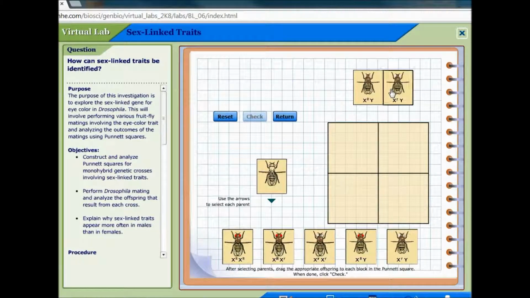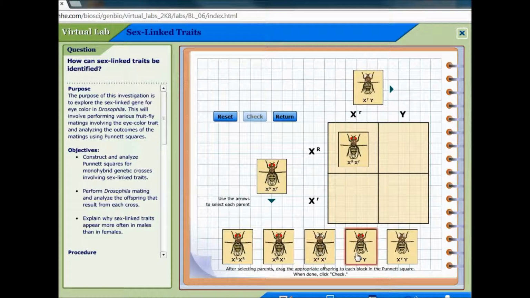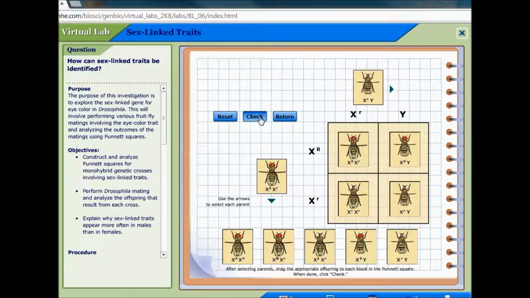Okie doke. Let's see. Let's have a white-eyed male with a heterozygous female. Okay, heterozygous, remember, different. All right, so now, boom, makes sense? And then, there you go, big R, Y, and then, oh, my goodness, I didn't even plan that. I just created a white-eyed female. That's kind of rare, actually. It's rarer than the other ones. And a white-eyed male. Let's check.